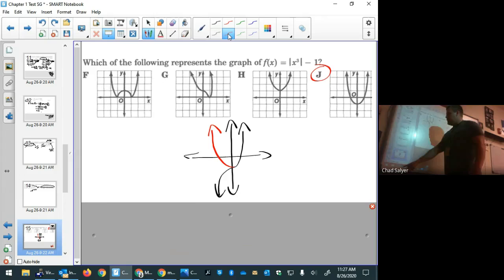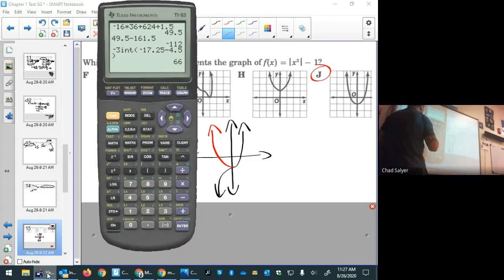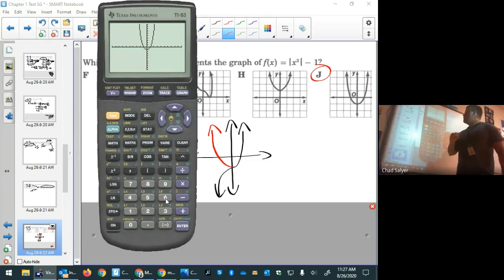And I'll show you how to punch that in your calculator real quick, like so. I go to y equals, I can punch in math, go to the number tab, I see ABS, x cubed, and then minus 1. And my zoom is weird here. Let me hit zoom 6. And there we see a graph very much like J is in Juliet.